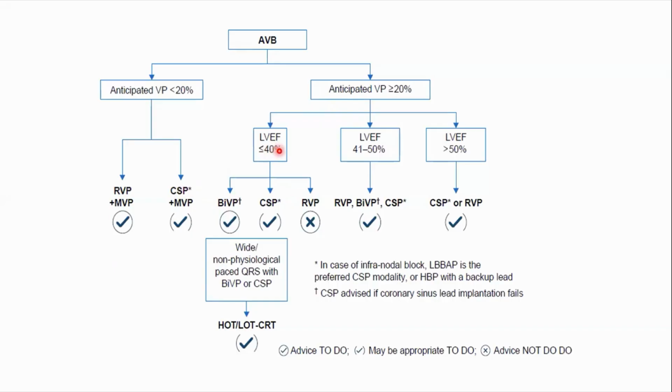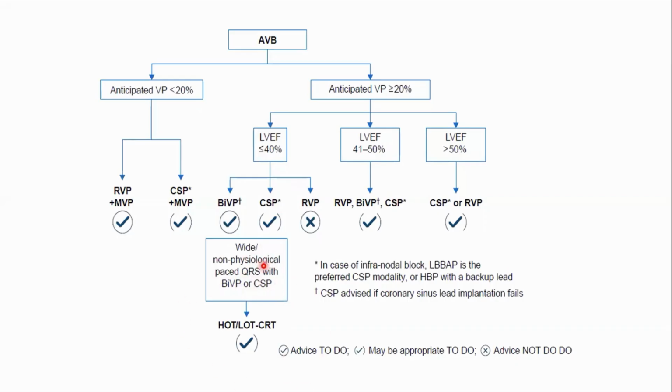If the ejection fraction is less than 40% and there's anticipated V pacing of more than 20%, you should go for CRT. However, conduction system pacing may be an alternative option, but notice that RV pacing is contraindicated. But what happens if you get a wide or non-physiological paced QRS with BiV pacing or conduction system pacing?